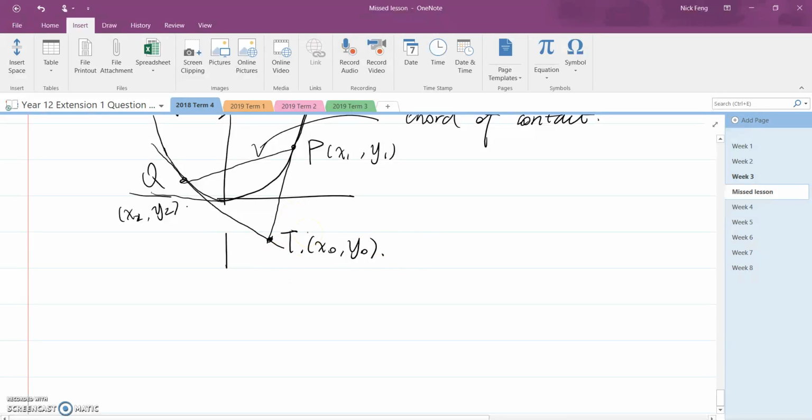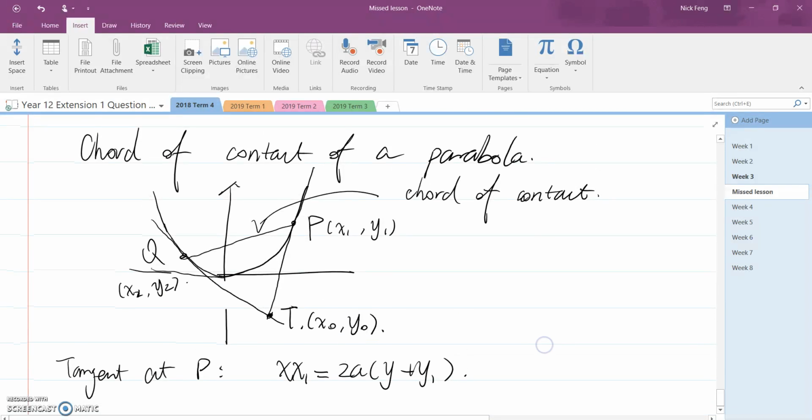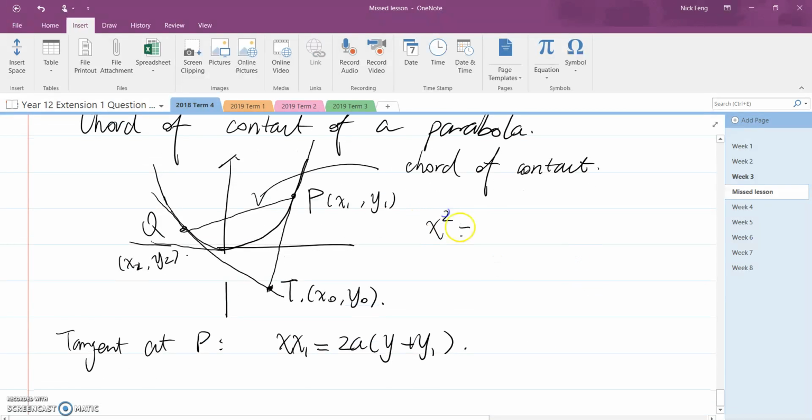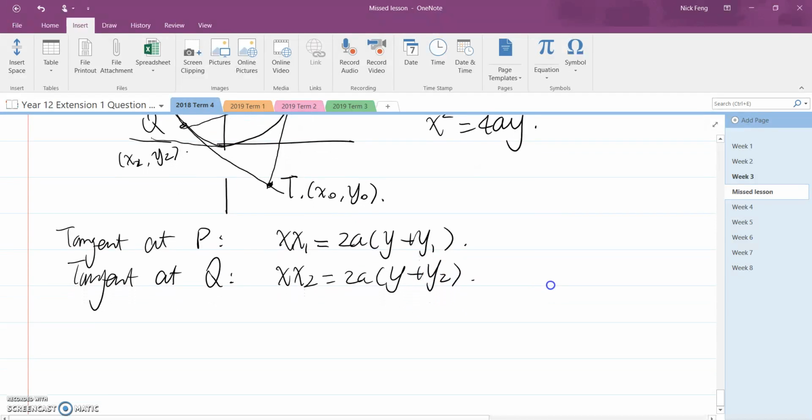Now, in order to derive this, we need the prior knowledge of the tangent equation. So we start with the tangent at P, which is x1 x equals 2a(y plus y1). My bad, this function is still x squared equals 4ay. I should have stated that at the beginning. And the tangent at Q is x2 x equals 2a(y plus y2). This is really simple; we just substitute it in. And here is the essential part.